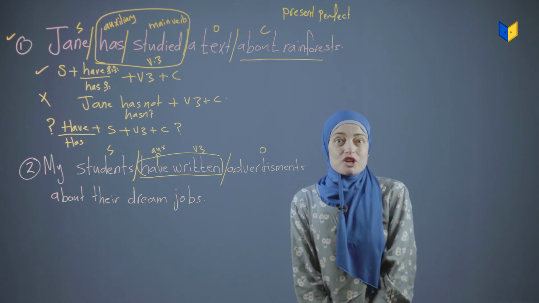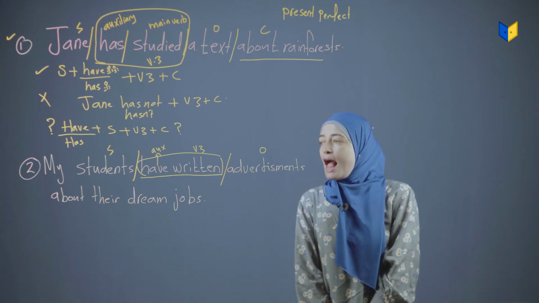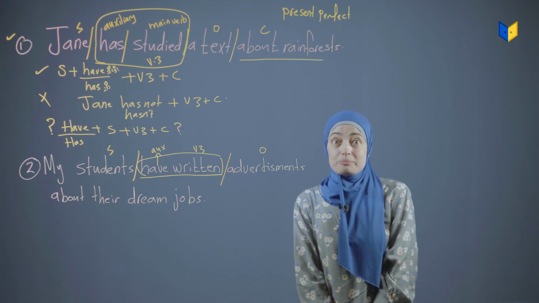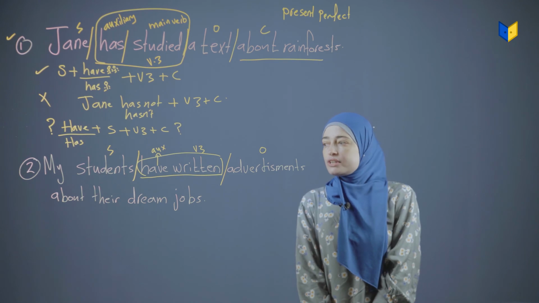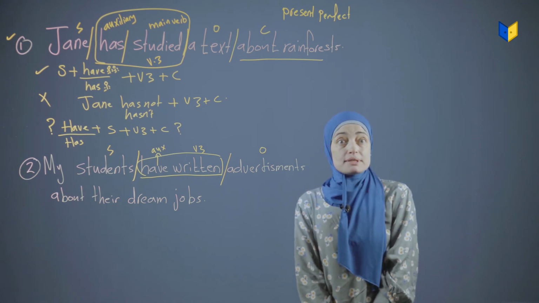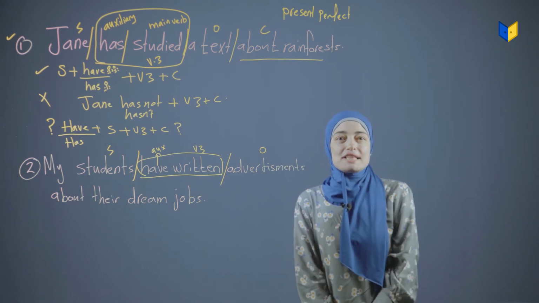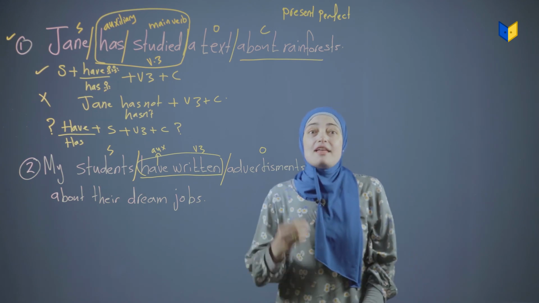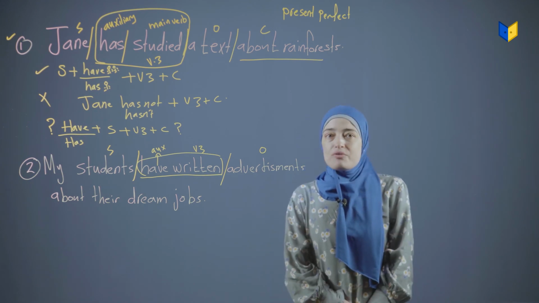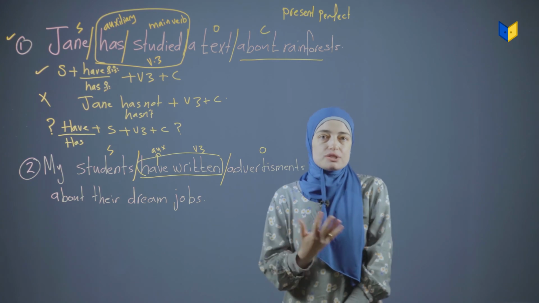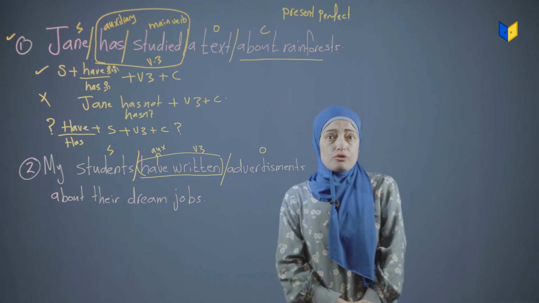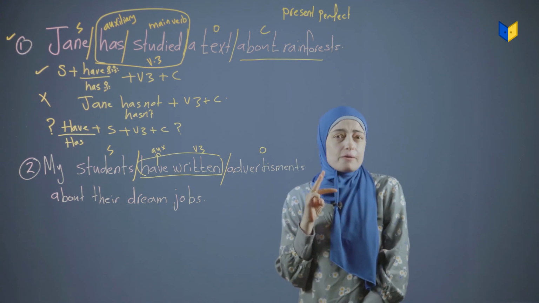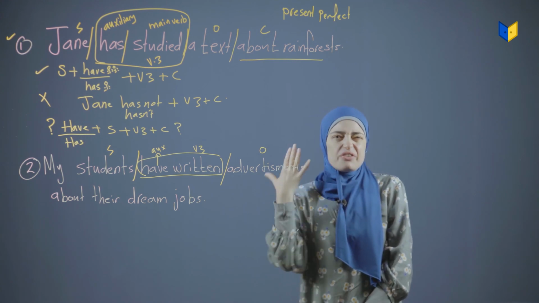What about the questions? Yeah, it's have, capital letter, pay attention. Have my students written advertisements about their dream jobs? What? It is a question mark. Okay, this is the structure. What about the uses? We have many different uses for what? For the present perfect.